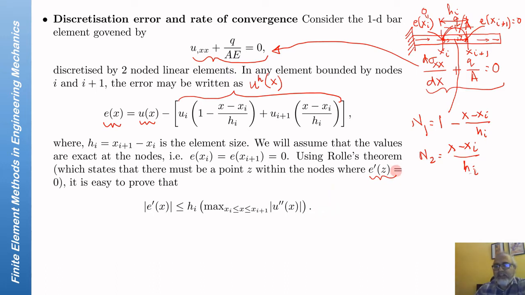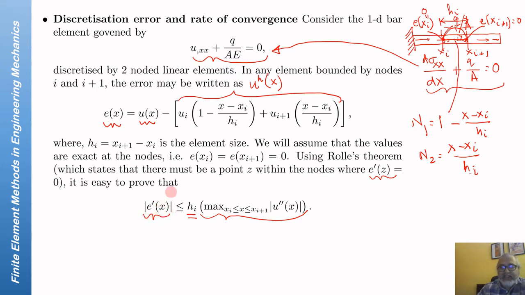So using this, we can prove very easily that the magnitude of the first derivative of the error is bounded by, one, the element size, and second, the maximum value of the second derivative of u. So if the second derivative of u is u double prime, the maximum value of it between xi and xi plus 1 is the other factor that governs the magnitude of the derivative of the error function. So this is like the error in strain.